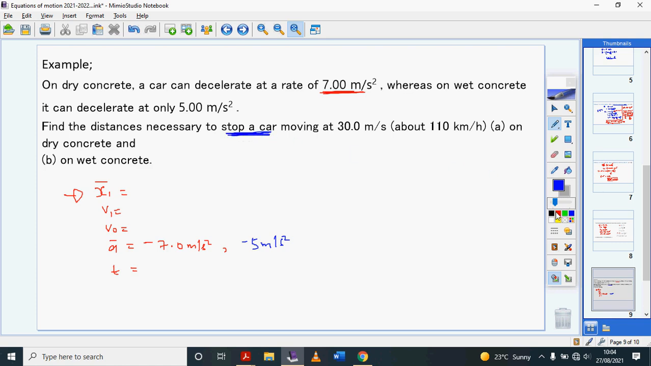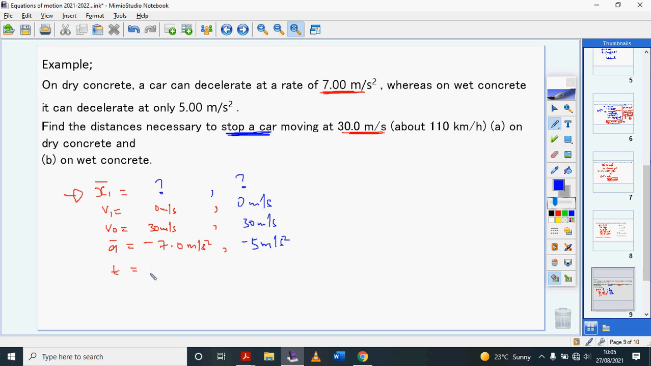Because it's stopping, the final velocity is going to be 0 meters per second in both cases, on both the dry and the wet concrete. For a car moving at 30 meters per second, this is giving you its initial velocity, 30 meters per second. It's the same initial velocity on both dry and wet concrete. So they're asking us for distance on both dry and wet, and that's all they're asking for.